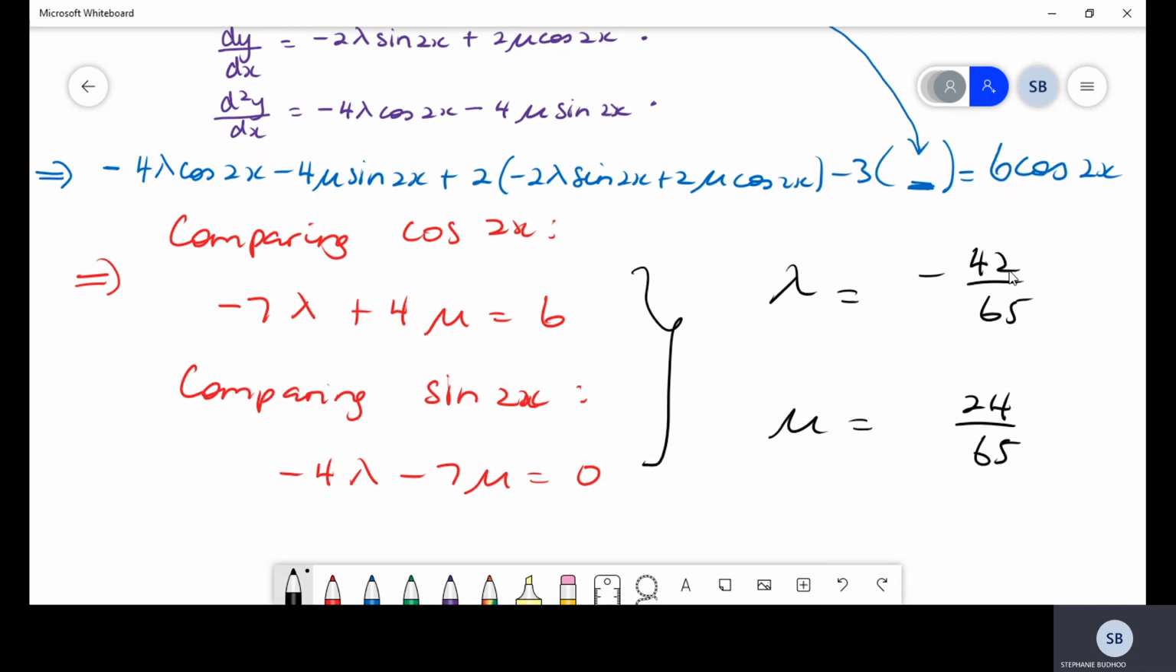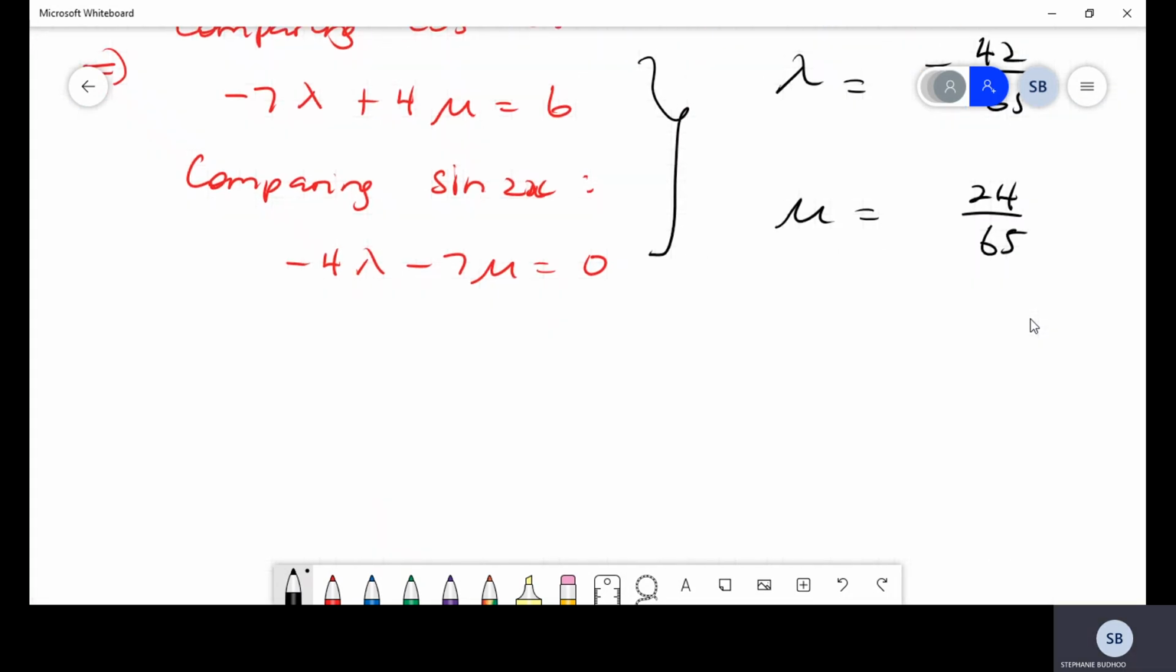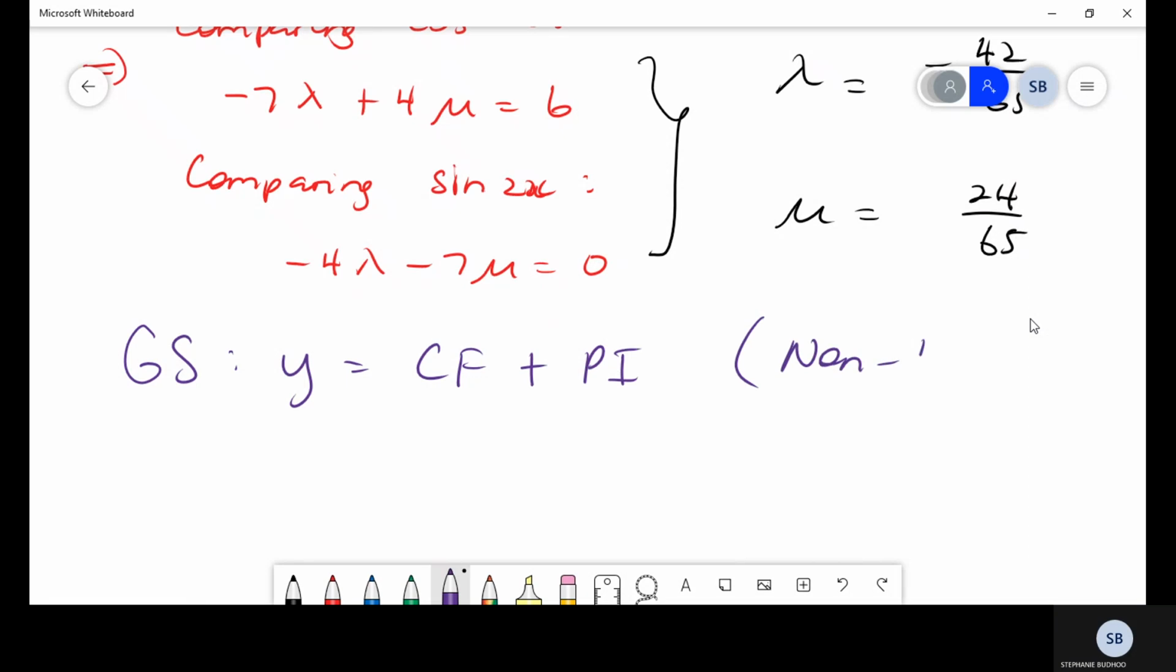Okay, so once you were able to do those basic simultaneous equations and solve for values of lambda and mu successfully, we can move on towards putting our final answer together. Remember that your final answer, or your general solution, involves adding your complementary function plus your particular integral for non-homogeneous second order differential equations. We found the complementary function earlier, so now what we're going to do is write out our particular integral.